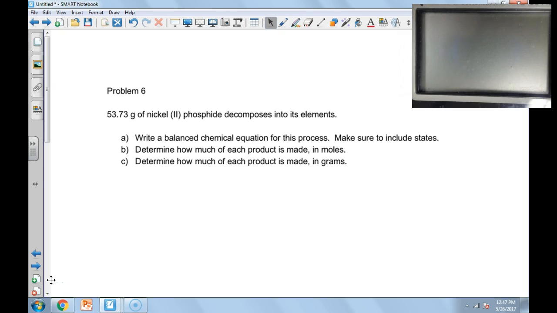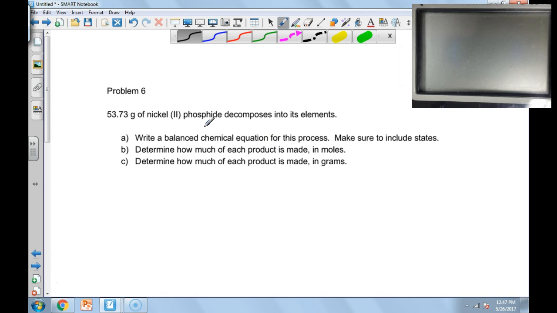Everybody, I wanted to take a little bit of time and go over a stoichiometry problem, kind of soup to nuts, here for problem number 6. And so let's get started. In order to do this question, we need to start with writing a chemical equation.